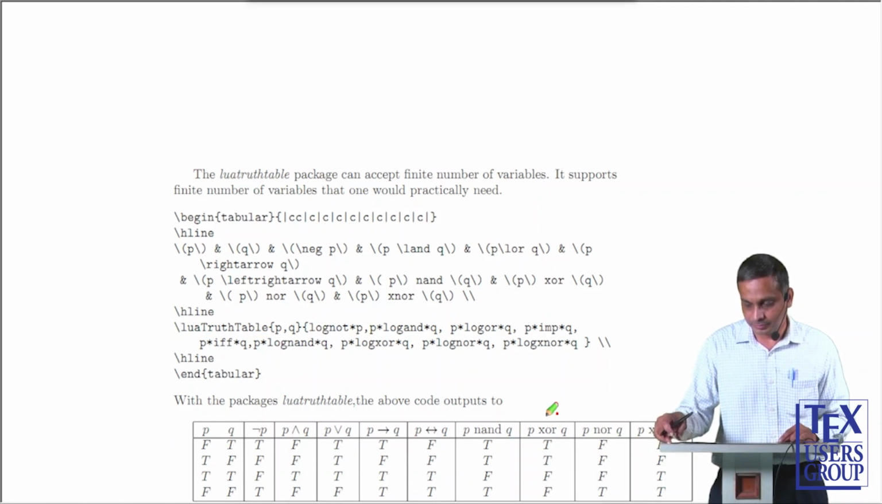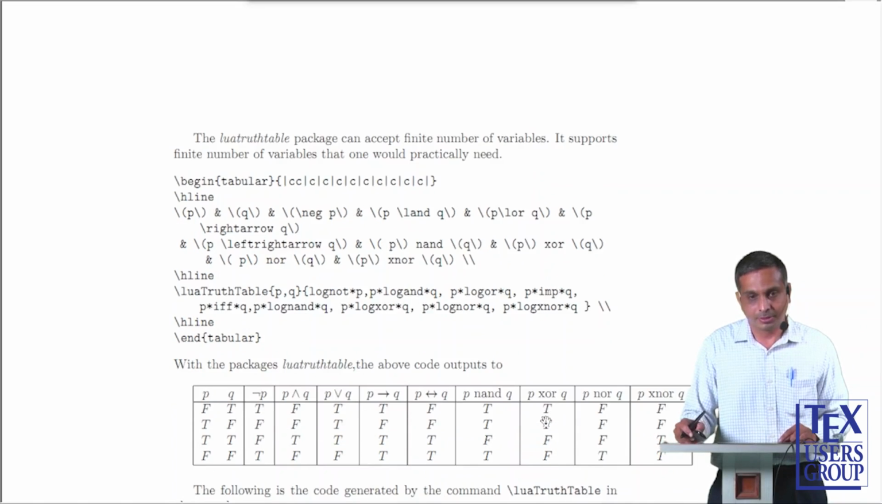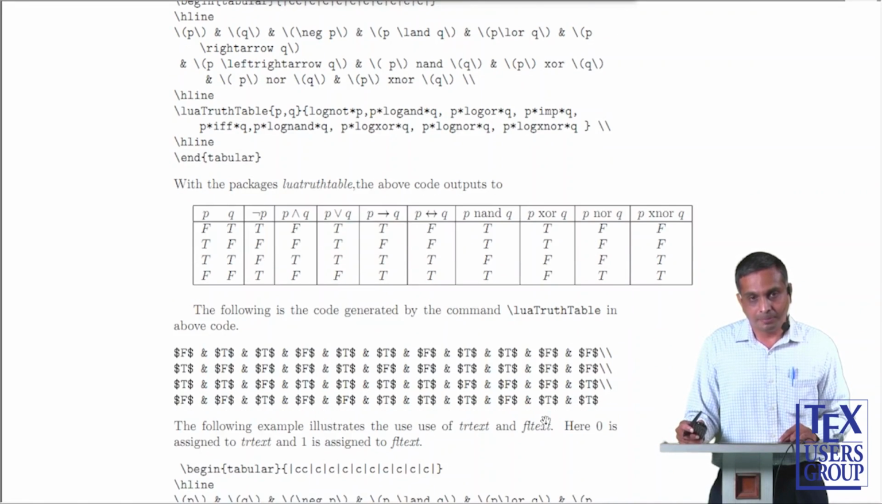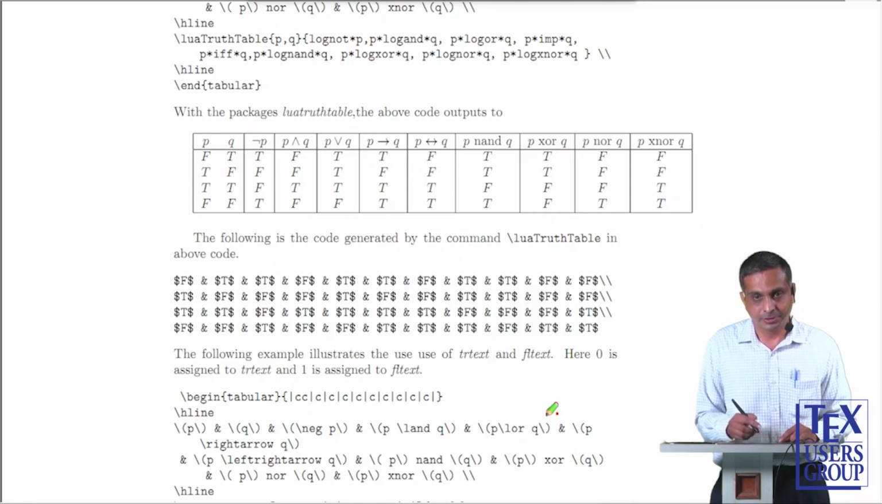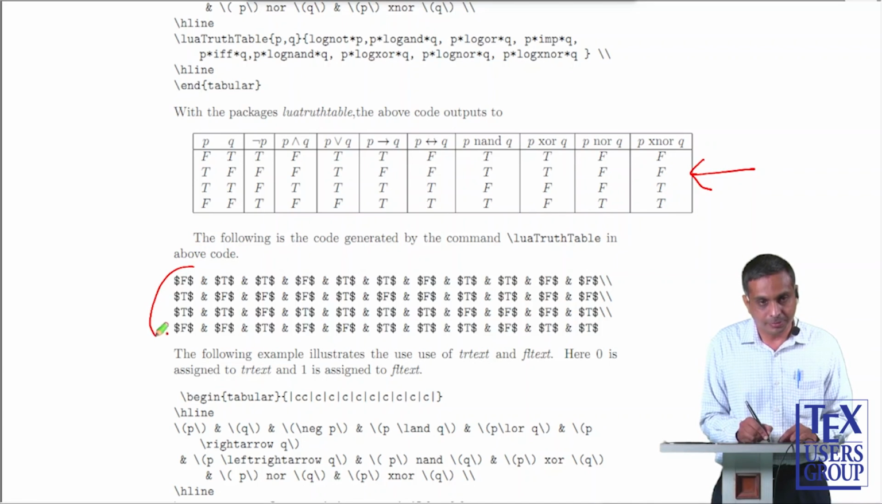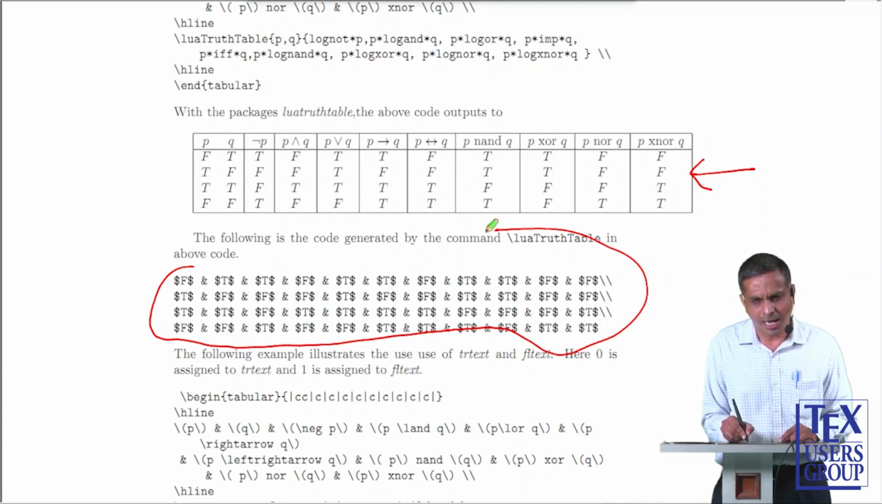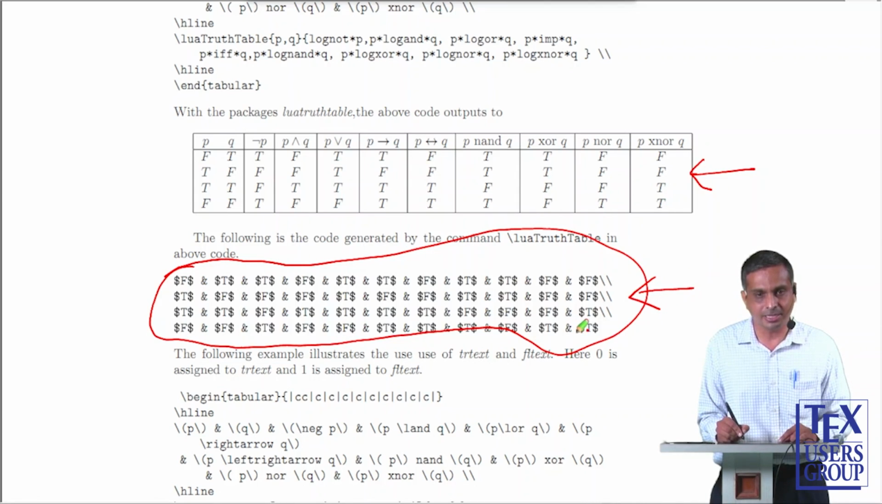Now let us explore some more uses of this luatruthtable command. With the package luatruthtable, the above code outputs this table. Just now we have seen this command and it outputs this table, and this code is generated in Lua by using this command. So this entire code is generated by a single command. The luatruthtable command should be used in tabular environment.